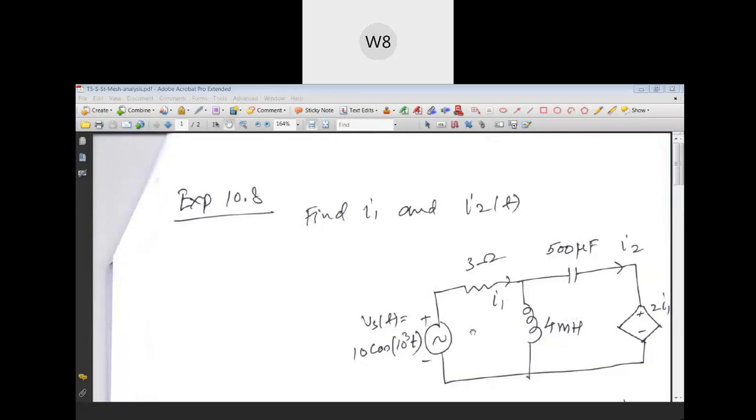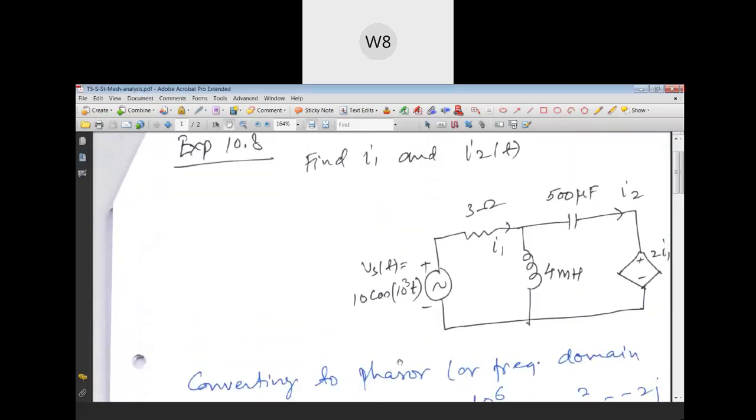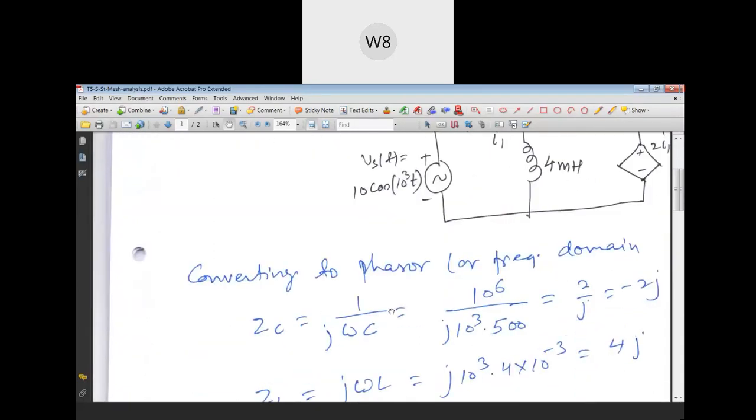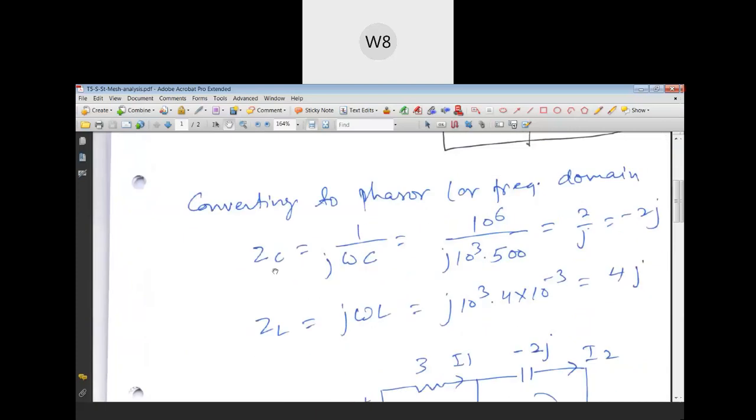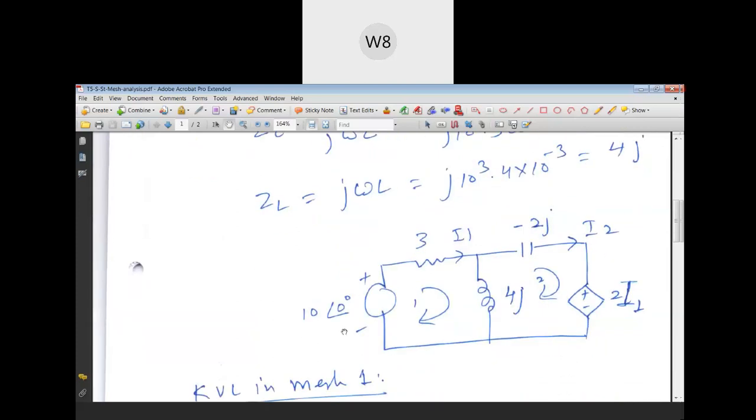analysis. So fortunately, the source is already given in a very nice form, the phasor form. So the first thing we will have to do is find the reactances of this capacitor and inductance. So that is going to be our impedance of capacitor and inductor. That will be 1 by j omega c, which turns out to be minus 2j, a very simple quantity. And reactance of inductor turns out to be 4j.